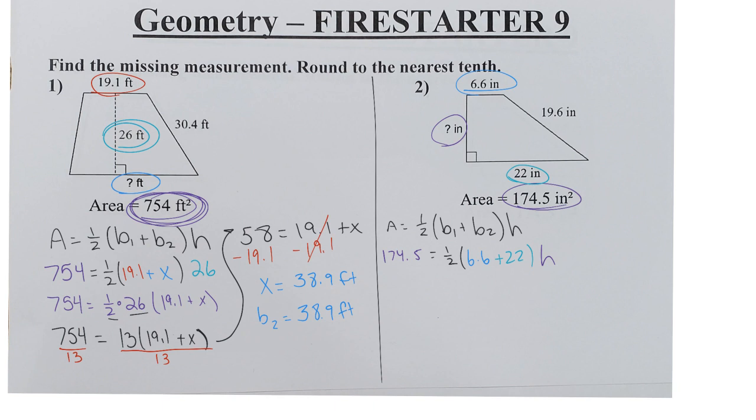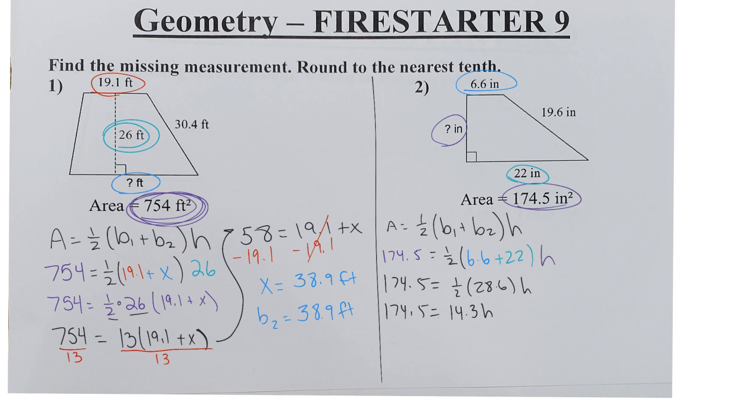Now I'm just going to do a little bit of simplifying first, so I'm not even solving yet. I'm just going to do 6.6 plus 22 to get 28.6. Now I'm going to multiply 1/2 and 28.6 together, so I'm going to get 174.5 equals 14.3 times h.